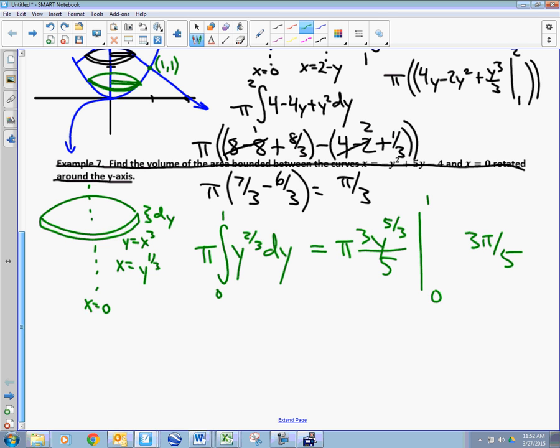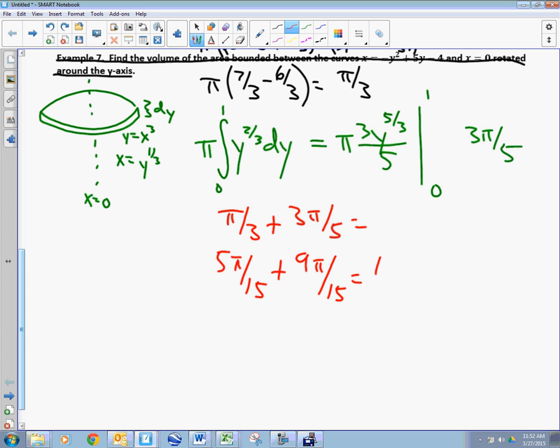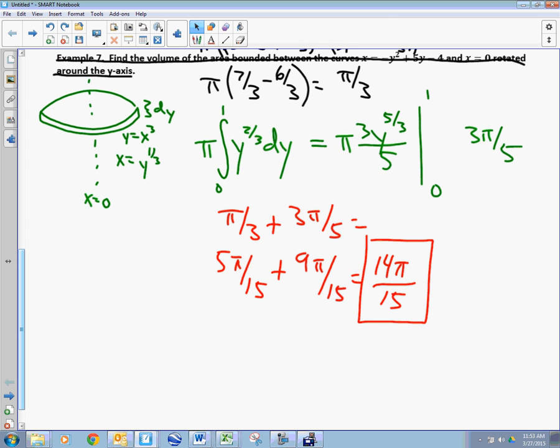Now add them. Common denominator, 15. So pi over 3, 3 pi over 5 is 5 pi over 15 plus 9 pi over 15, 14 pi over 15. It's a nice problem, isn't it?